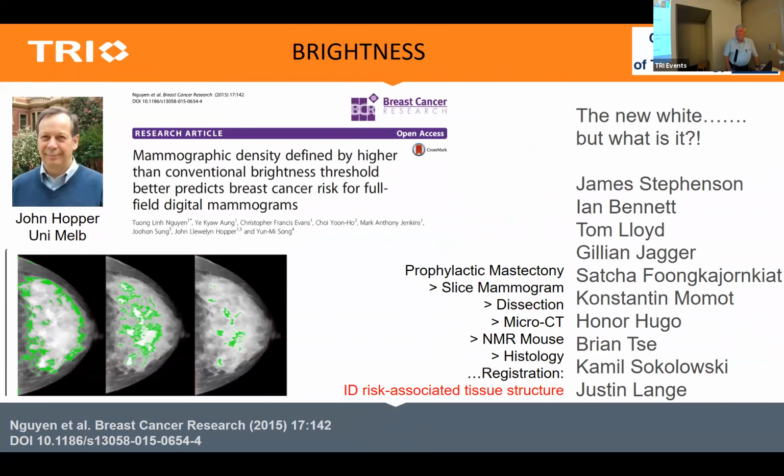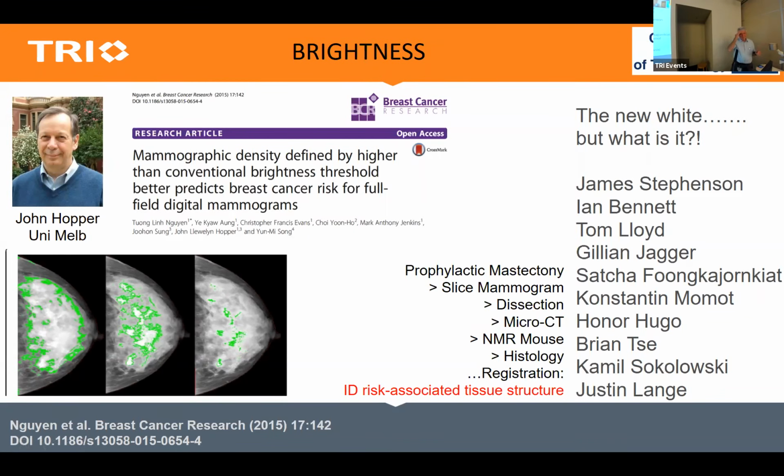We have a new project, and this is related to John Hopper's observations that if you stratify and threshold brightness. Most of mammographic density talks about what's on the left, all of the white material, that's called mammographic density. But looking at breast cancer risk association, if you look at all mammographic density, that associates best with masking.